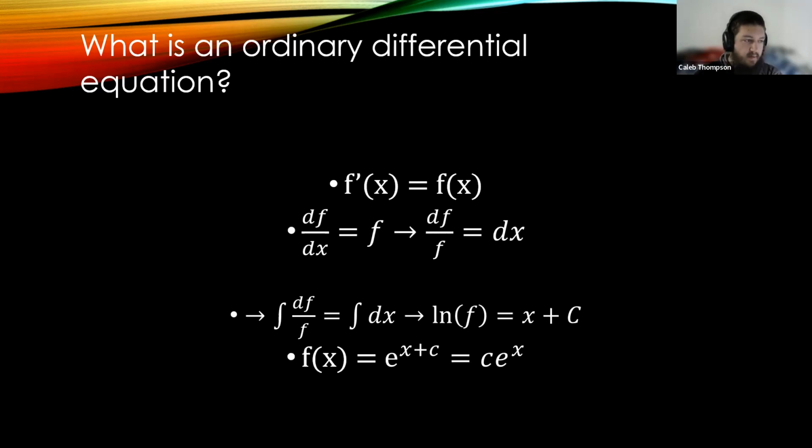Here, by log rules, e to the x plus c is just the same thing as a constant times e to the x. Those aren't necessarily the same constant, by the way, because you can break e to the x plus c into e to the x times e to the c, but that constant's arbitrary, so we left the name the same for convention. So there's a real quick overview of what a differential equation is and what it does.